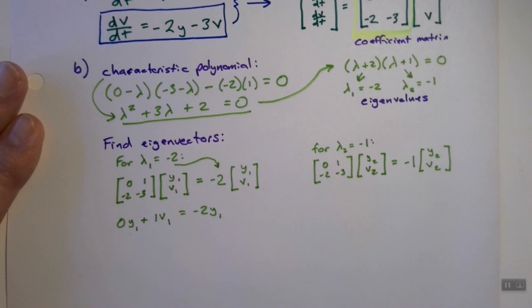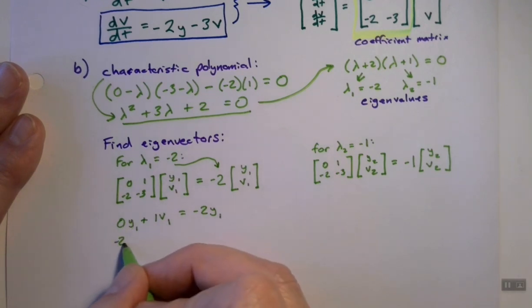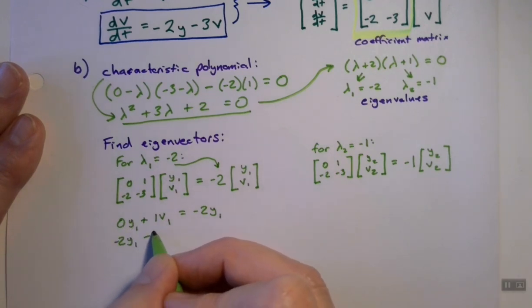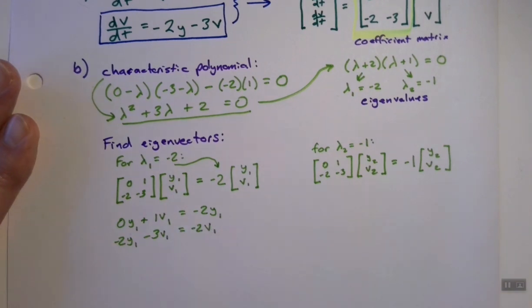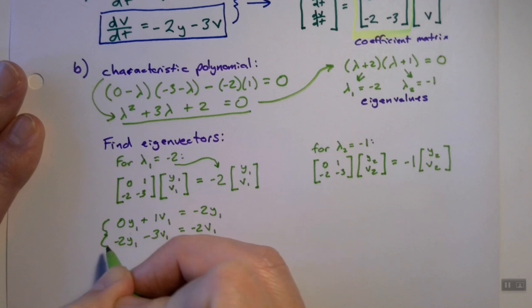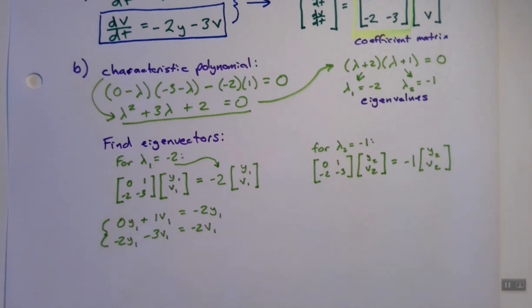And there's a bottom equation. The bottom equation is negative 2y1 minus 3v1, and that's equal to negative 2v1. And you'll notice that these kind of are a pair. They're a set. They go together. And if you're going to, quote unquote, solve them, the only way that you can solve them is by finding the values that make both of them true.